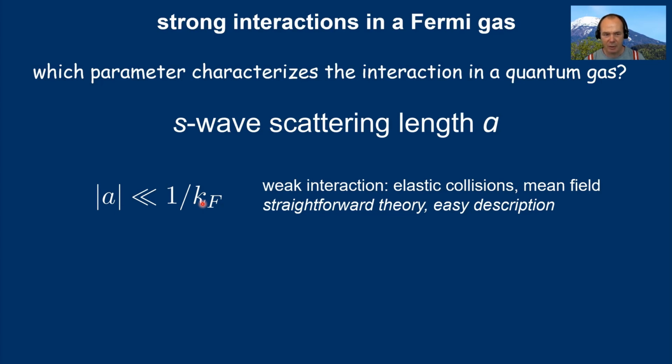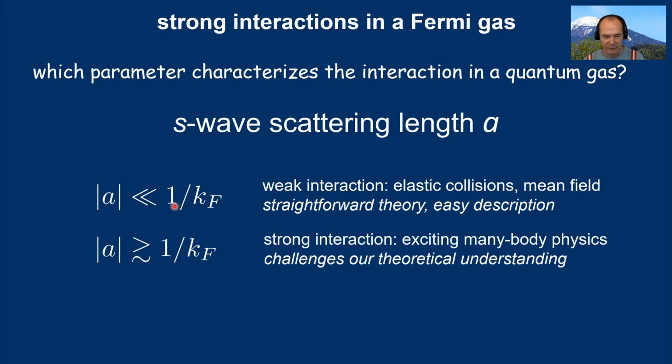And this is what we can describe in a relatively straightforward theory with a mean field approach. Easy description. But if the scattering length gets so large that it approaches the distance between particles, then we no longer have a system which we can easily describe by some collisions or some mean field. This is what we call a strongly interacting system. And this is really exciting many-body physics, which challenges our theoretical understanding. And we want to understand these strongly interacting many-body systems.